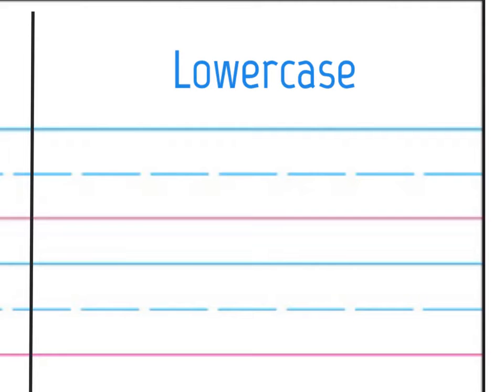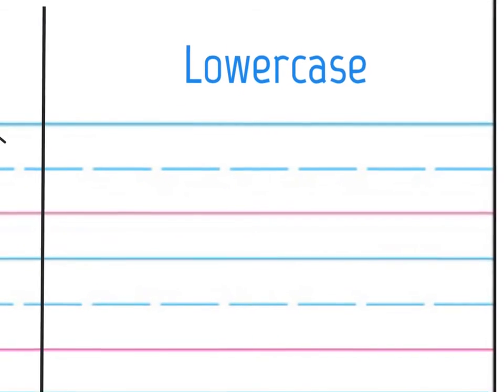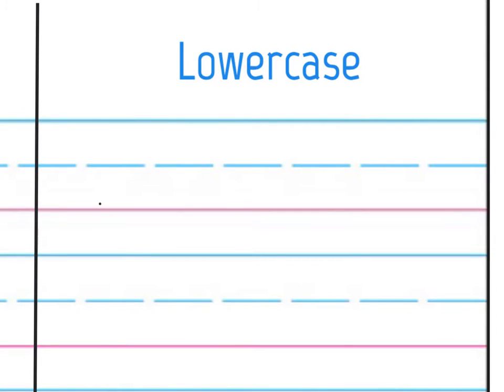So I'm going to start over here, come up and touch the middle line, do a loop to the left, swoop down and touch the bottom line, and then come back up. A little bit faster, and it looks like this.